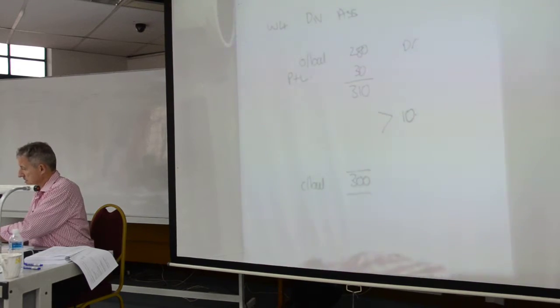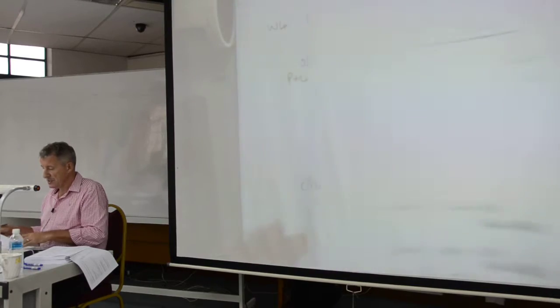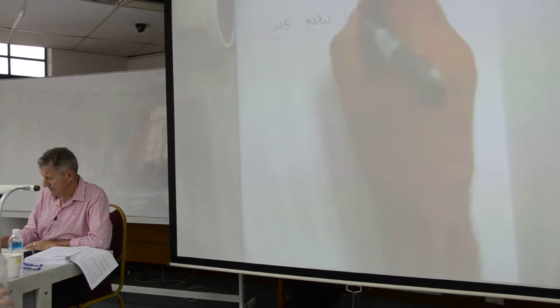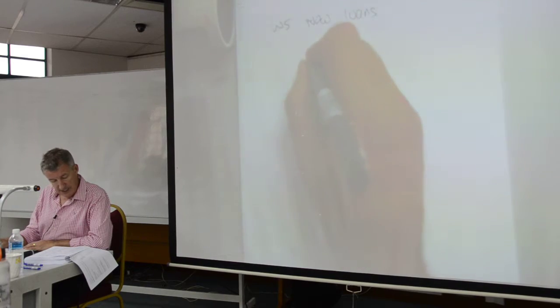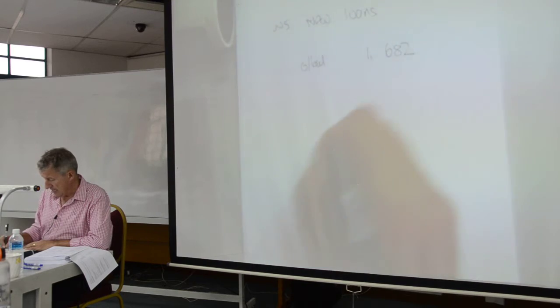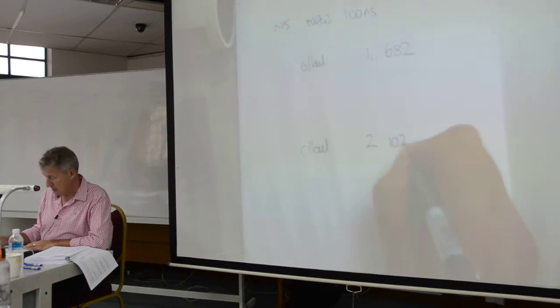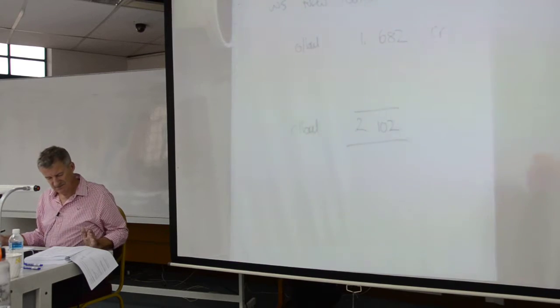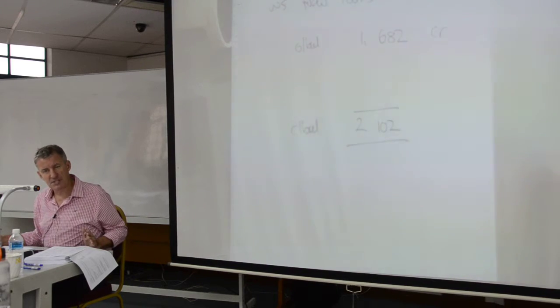Financing activities, new loans, working 5. I know that at the beginning of the period it was 1682, and I know at the end of the period it's 2102. If you're doing a T account, liabilities are on the right-hand side. Surely I've just borrowed the difference.